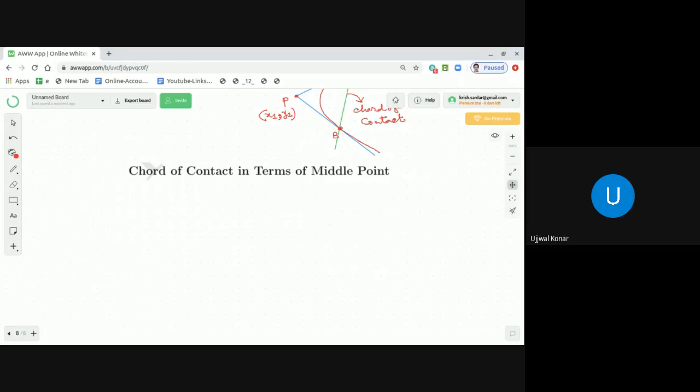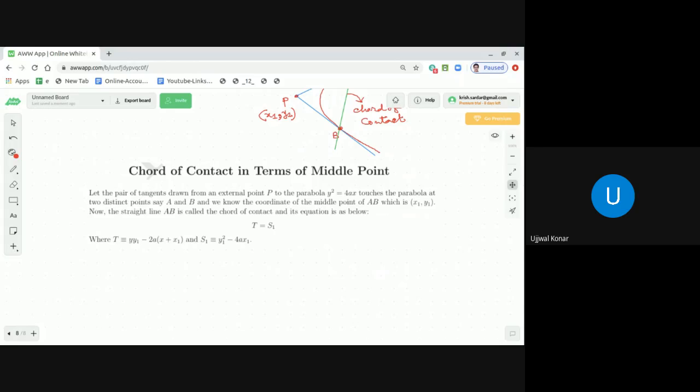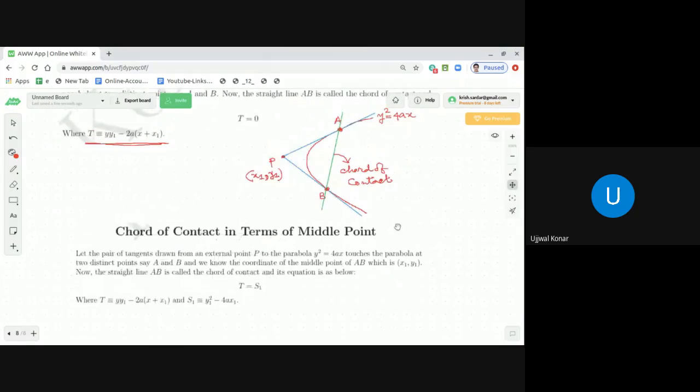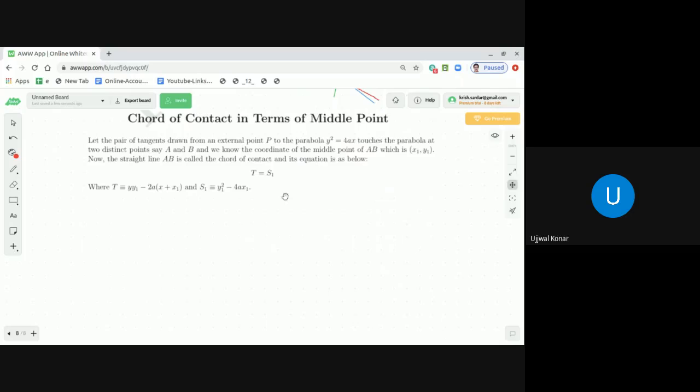The statement, dear students, is that the pair of tangents drawn from an external point P to the parabola y squared equals 4ax touches the parabola at the two distinct points A and B respectively. And we know the coordinates of the middle point of the line segment AB. What I'm saying is that we know the coordinates of the midpoint of AB. If I draw this once more, it is something like this.